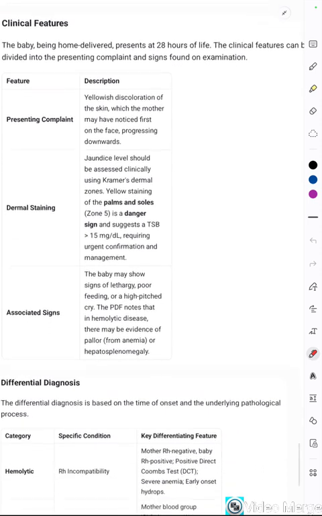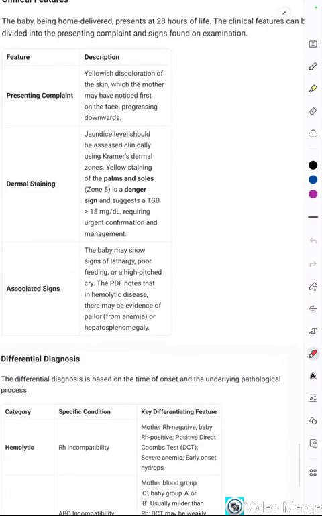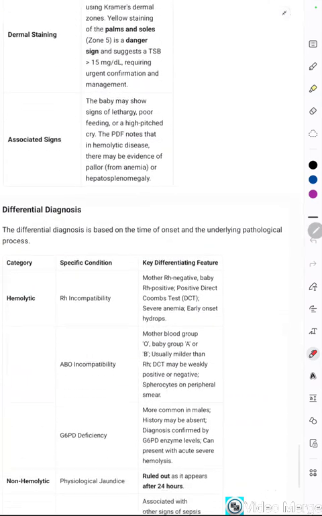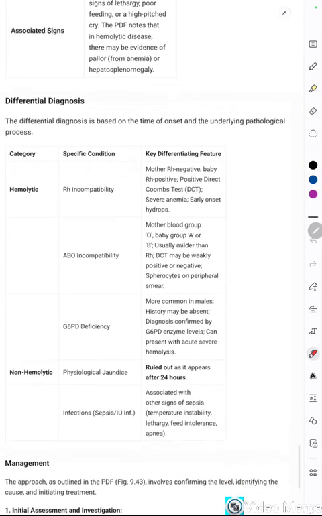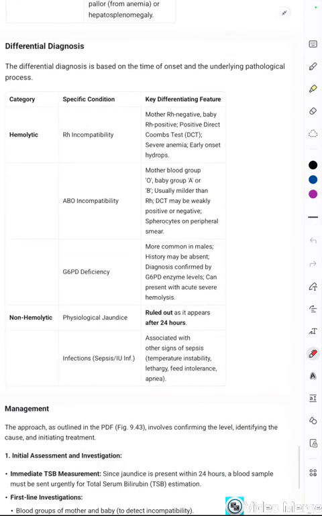Then the associated signs are that the baby may show lethargy, poor feeding, or high-pitched cry. Then there can be signs of anemia and hepatomegaly as well. Differential diagnosis can be these different conditions: RH isoimmunization, ABO isoimmunization, G6PD deficiency, hereditary spherocytosis. Non-hemolytic causes can be physiological jaundice, but it appears after 24 hours and is generally not severe in nature, so it is ruled out. Intrauterine infection and sepsis are associated with other signs like temperature instability, hypothermia, feeding intolerance, hypoglycemia, apnea. So these can be the differential diagnosis.